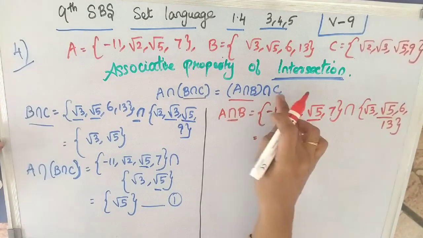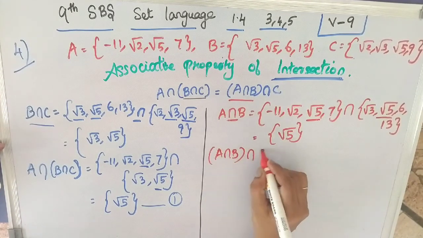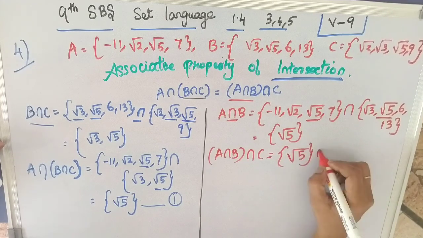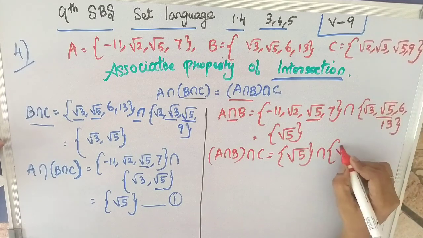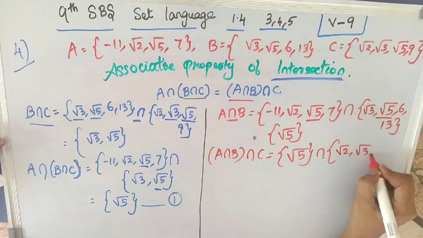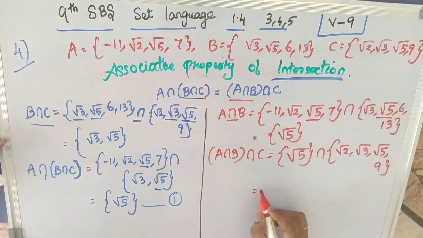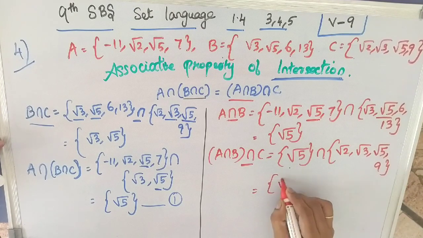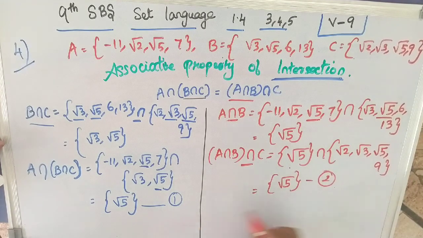Now we have to find A intersection B intersection C. Okay. Now what is A intersection B? It is root 5. We have found it. Okay. Intersection. What is C? Root 2, root 3, root 5 and 9. Now we have to find intersection, isn't it? How to find intersection? Only the common element should be written. Here root 5 is the only common element between these two sets. So we have found the RHS and marked it as 2.